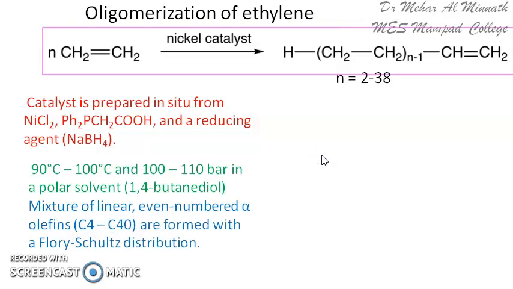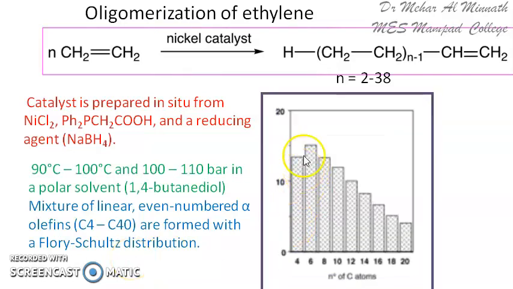One important aspect of this step is that we get a mixture of linear, even-numbered alpha olefins. By the term alpha olefin we mean that there is a double bond at the first position, the terminal double bond. And we get polymer chains of C4 to C40 chain length, and the oligomers are formed based on the Flory-Schulz distribution. You can see here the distribution of chain length. This is called the Flory-Schulz distribution.